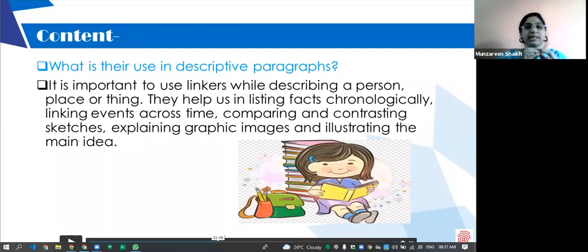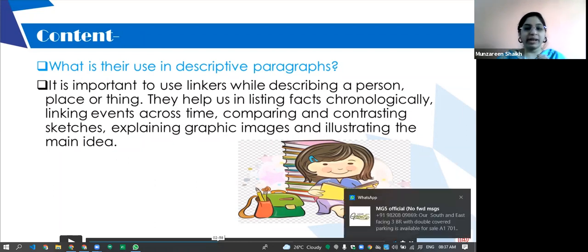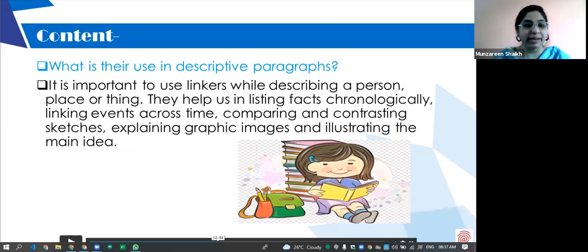If you are using sentence linkers in a descriptive paragraph, it will help you to list all the facts chronologically. Okay, it will also help you to link the events across the time. The third thing, it will help you to compare and contrast the sketches. And the fourth thing is, it will also help you in explaining the graphic images and illustrating the main idea. Okay, so that is the reason we use sentence linkers in descriptive paragraphs.